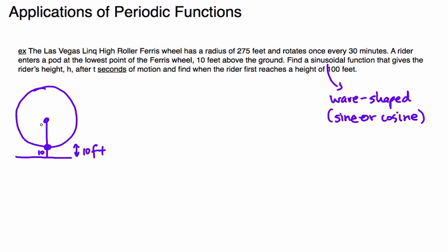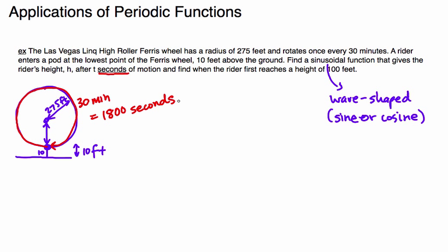So this part's 10. And then the distance from here to here is the radius, and the radius in any direction is 275 feet. There's one other important piece of information we've been given, and that's that it takes a certain amount of time, in this case 30 minutes, to go all the way round. Now, if we want to do this in seconds, which it asks for, then I need to think about 30 minutes in seconds. Each minute is 60 seconds, so it's going to take 1,800 seconds for this Ferris wheel to go all the way around.